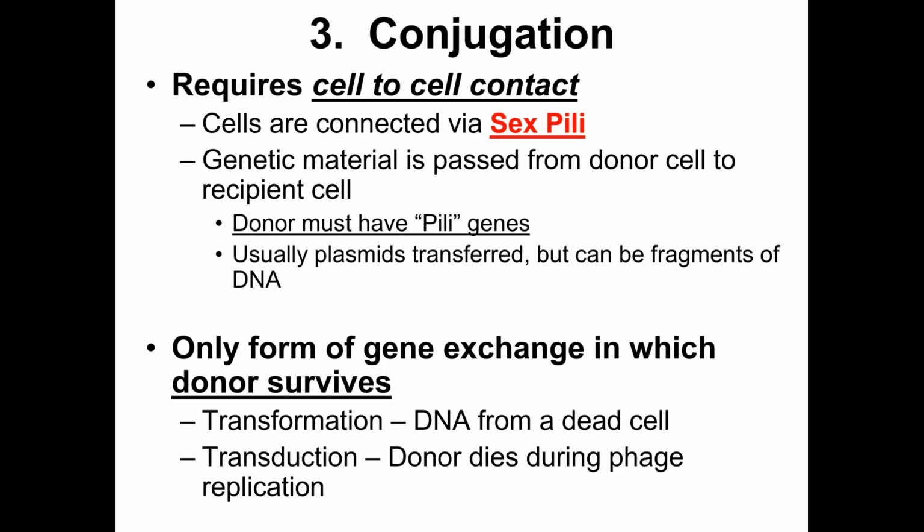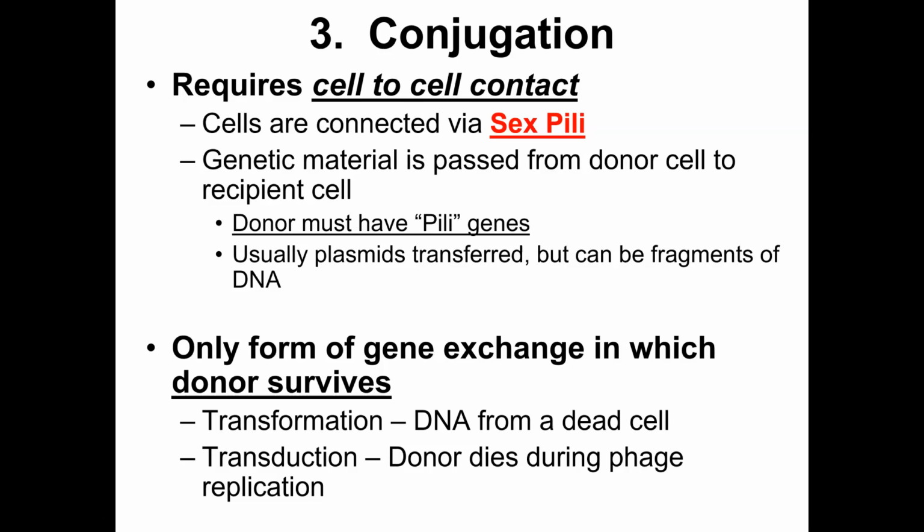Now, what's sobering about this is the fact that this is really the only form of horizontal gene transfer where everybody lives. Because look at transformation. That DNA was from a dead cell, right? A dead donor. Look at transduction. We just said the virus kills the host, the donor, in the process. But in this conjugation, everybody wins. Come together, they make their exchange, they leave.